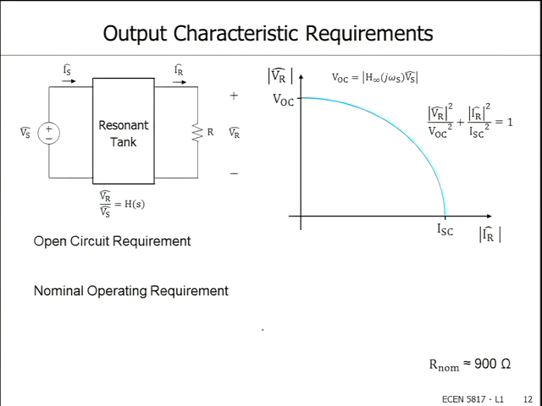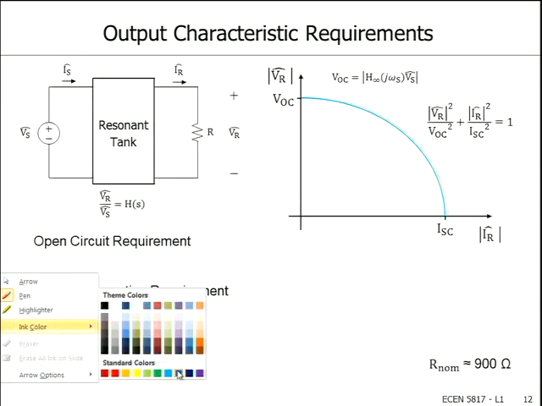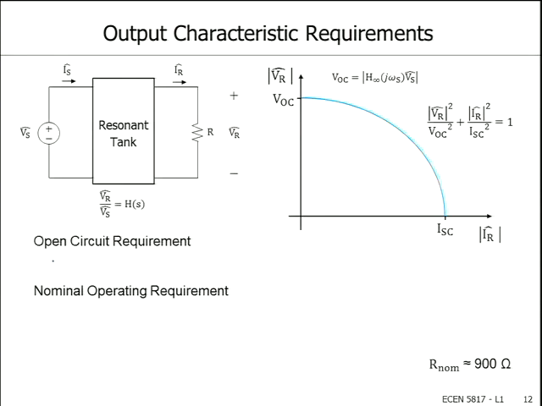Okay, so the first thing we have to do is to make sure that we can meet the load requirements. Right, the load requirements were two. The first load requirement was that when the output resistor was infinite, so when this load resistance R goes off to infinity, then our output voltage, that was a magnitude, the absolute peak value of VR, should equal, and that by definition is our VOC, the open circuit voltage, in fact, that has to equal 400 volts.